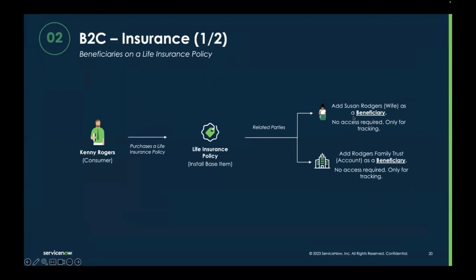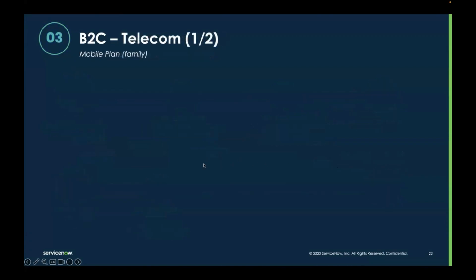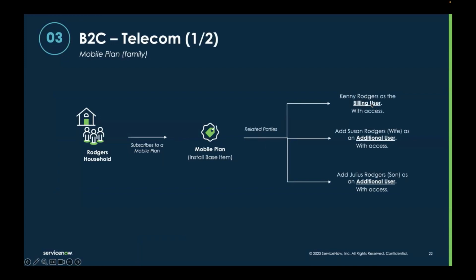So in this scenario, we added different types of related parties to a B2C product, an individual, as well as an account. Similarly, let's take up another B2C example, this time in the telecom domain. Kenny Rogers can subscribe to a mobile plan for his household, and for which he shall be the billing user as the owner of the mobile plan, but he can also add different members of his family, such as Susan Rogers, his wife, and Julius Rogers, his son, as additional users to the plan. Let's go back to John Jason, the customer service manager, in order to set up the scenario.